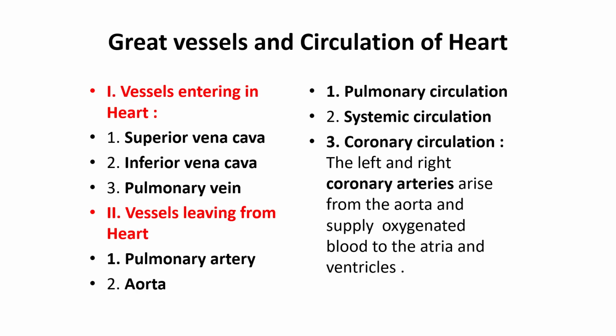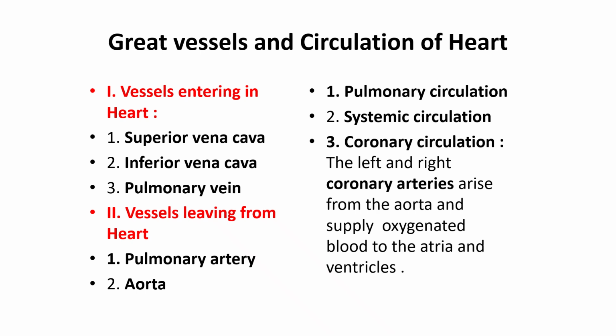Great vessels. There are mainly two types of vessels entering the heart. The superior vena cava and inferior vena cava join to form the vena cava, which enters the right atrium and carries deoxygenated blood. The pulmonary veins come from the lungs and enter the left atrium. Even though it is a vein, it carries oxygenated blood because it is coming from the lungs. Now the vessels leaving the heart: the pulmonary artery leaves from the right side of the heart, the right ventricle, and the aorta from the left side, the left ventricle. The pulmonary artery carries deoxygenated blood and the aorta carries oxygenated blood.